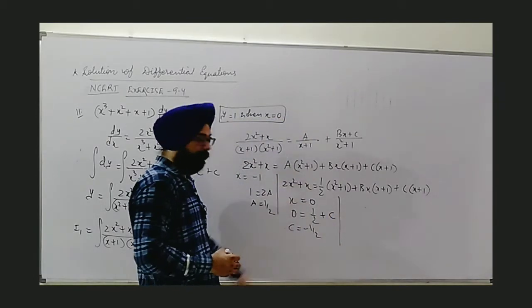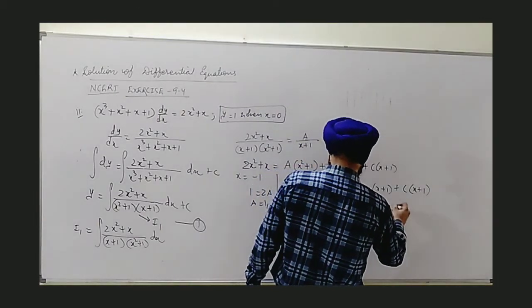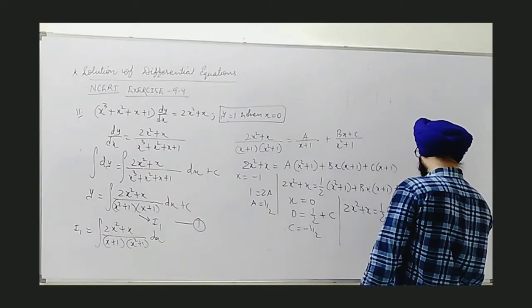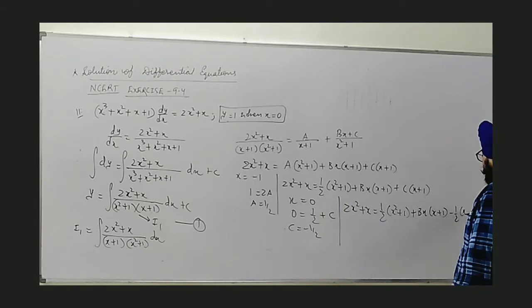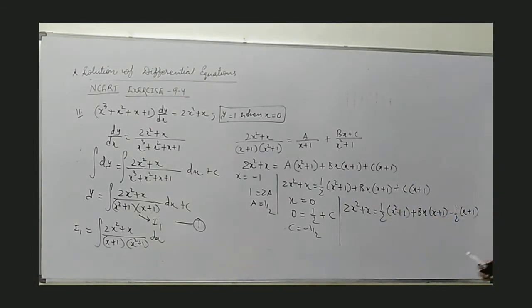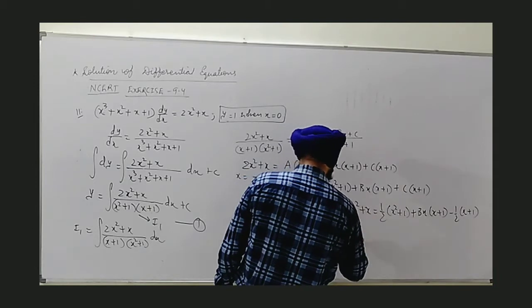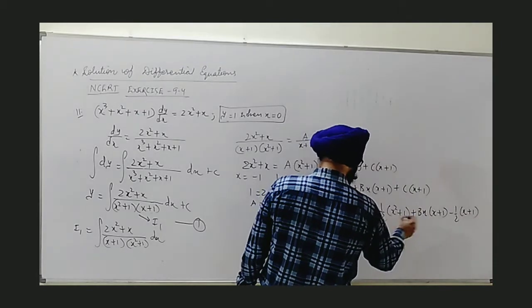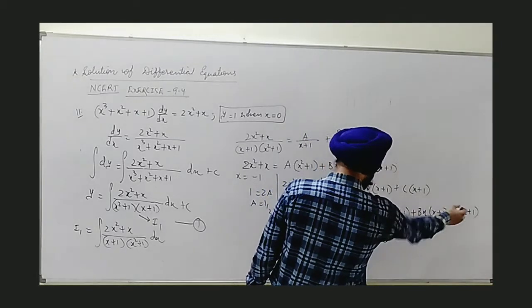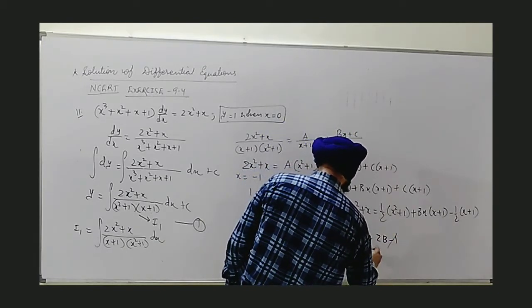Once again, we can write the equation as 2x square plus x equal to 1 by 2 (x square plus 1) plus (bx plus c)(x plus 1), with c as minus half, (x plus 1). Now this is an equation in terms of b only, put any value to get b. So we can take x equal to 1, convenient for calculation, we get 3. Here we get 1 plus 1, 2 into 1 by 2, 1 plus 2b, and there at last 1. b is 3 by 2.